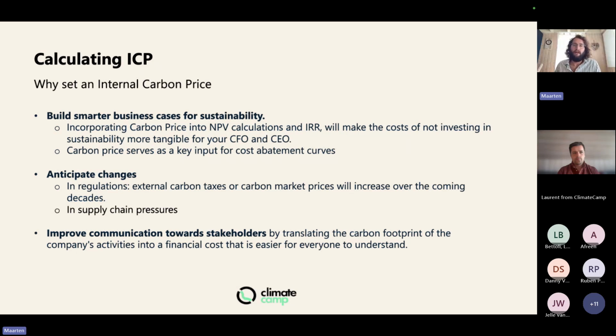and CEO. It's much more tangible for a business if you can say it will cost this amount of money, rather than it will just help with emissions reduction. No, this will eat at your bottom line, this will eat at your margins, and this is why it is important. That is why internal carbon pricing really serves as a vehicle for building business cases.